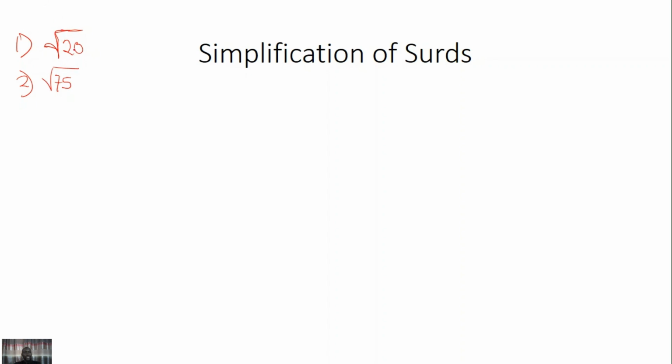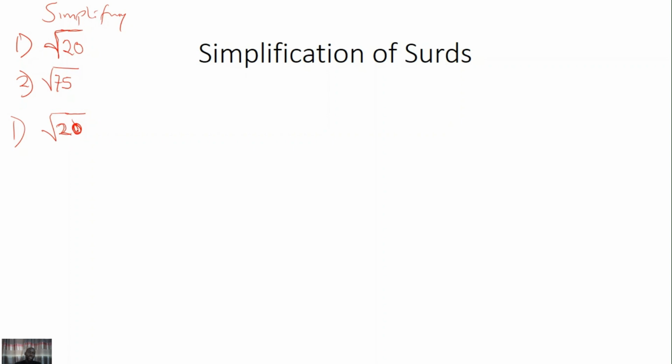We are given these two surds for us to simplify. How do we simplify surds? Let's start with number one, root 20. How do we simplify root 20? When you want to simplify surds, you need to look at the product of the number. Look at any product of the number that can be expressed as a whole number. For example, we need to find a product of 20 that will be a perfect square so that it will be out of this square root.